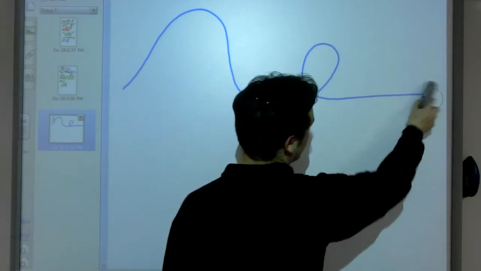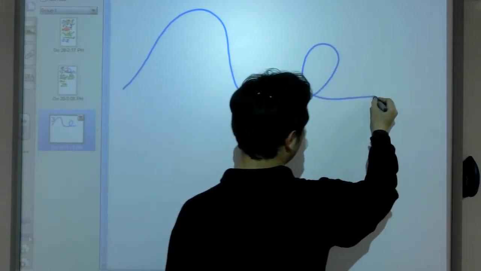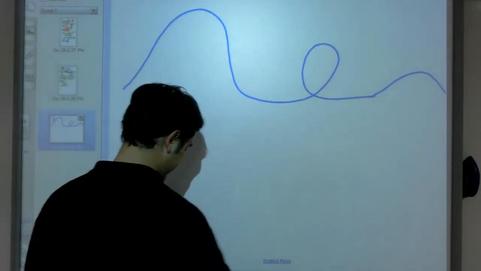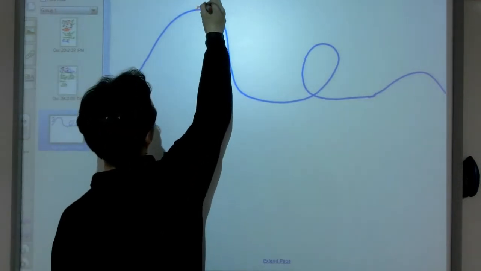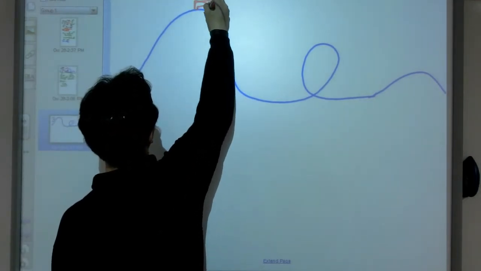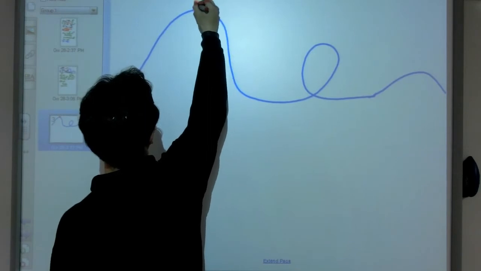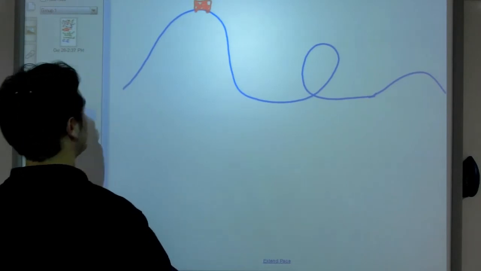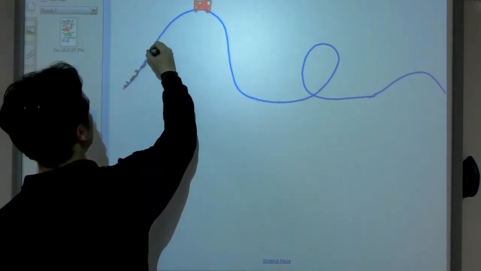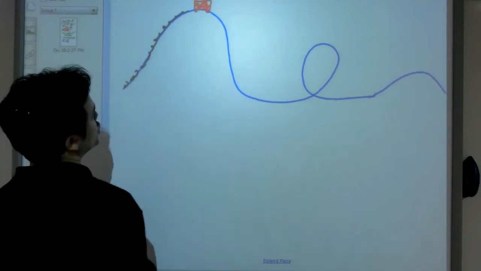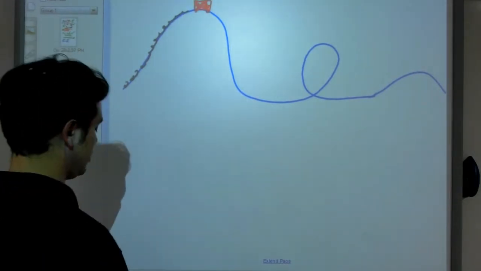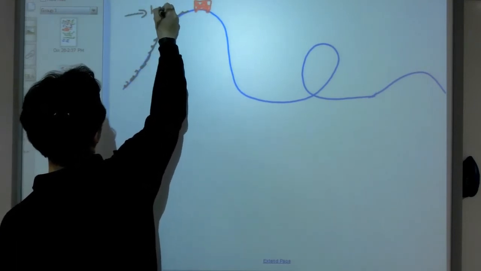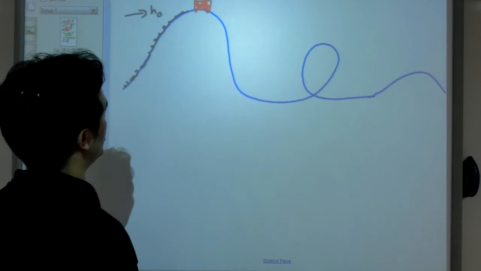Maybe, actually let's do one more little hill back over here. Looks like fun. I've got a car up here at the top, and it starts off there. It's actually pulled up, usually by a chain of some kind, that does work and puts energy into our system. We're not going to look at that though. It starts off up here at some height, h naught, our starting point.